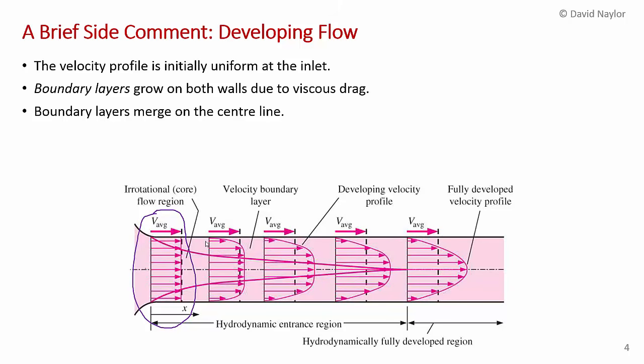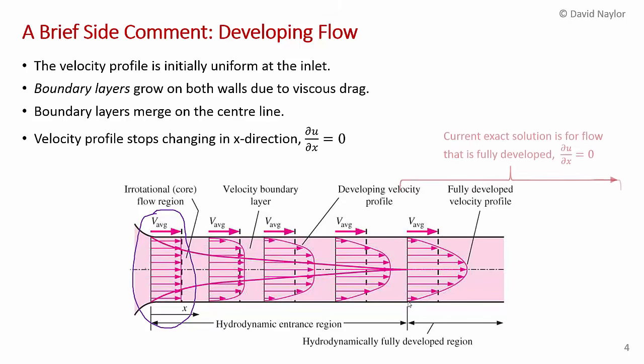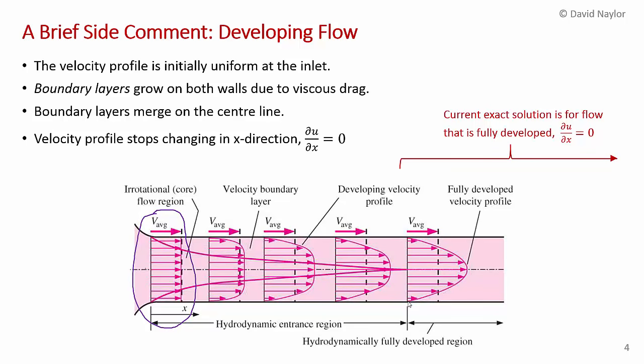The fluid near the wall is slowed down by viscous effects, and you get these growing boundary layers where viscosity has slowed the fluid, and eventually the boundary layer off the upper plate and the boundary layer off the lower plate merge, and you get this parabolic flow. Of course, we haven't shown it's parabolic yet, but we will when we do the analytical solution. So the boundary layers merge, and then shortly after the boundary layers merge, the velocity profile does not change anymore, and you have this fully developed flow where ∂u/∂x is 0. And the current exact solution is for exactly that case where we have fully developed flow.